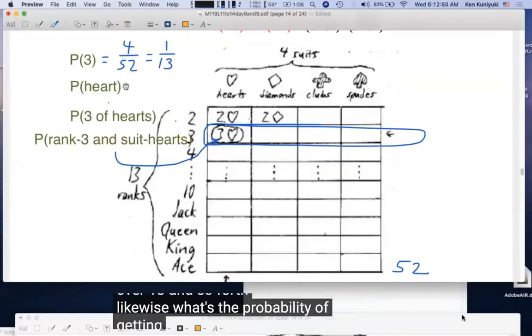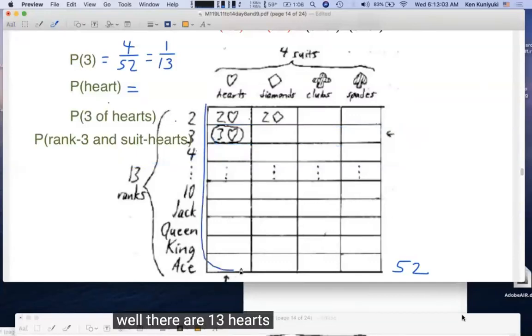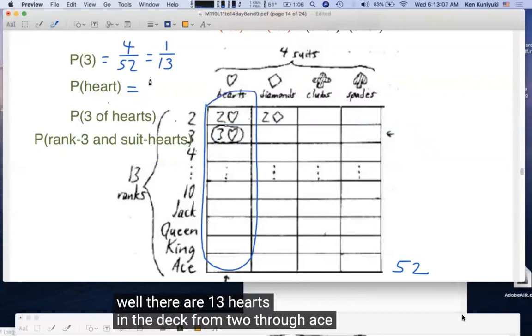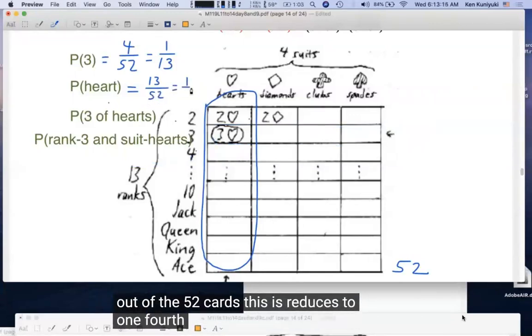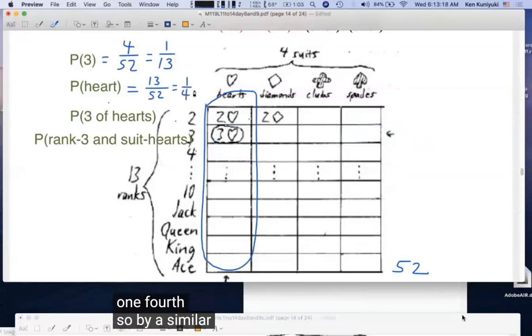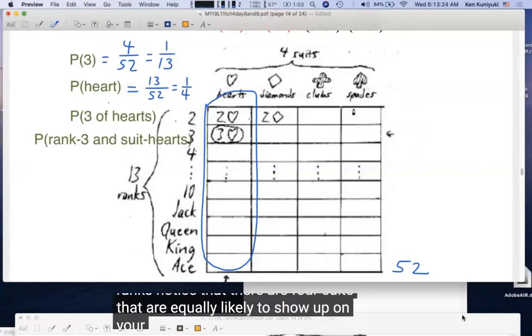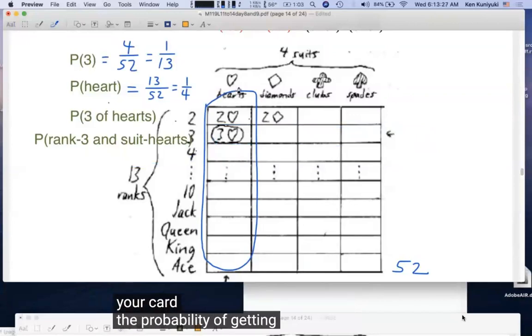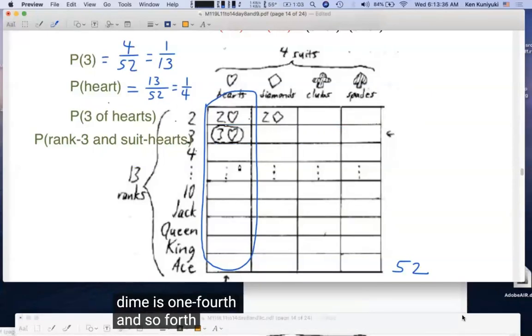Likewise, what's the probability of getting a heart? Well, there are 13 hearts in the deck from 2 through ace. There are 13 hearts out of the 52 cards. This reduces to 1/4. So by a similar reasoning as for the ranks, notice that there are 4 suits that are equally likely to show up on your card. The probability of getting any particular suit is 1/4. The probability of getting a heart is 1/4. The probability of getting a diamond is 1/4, and so forth.